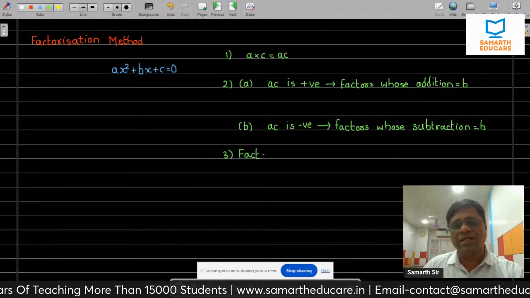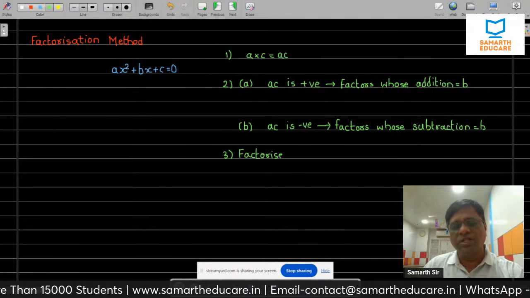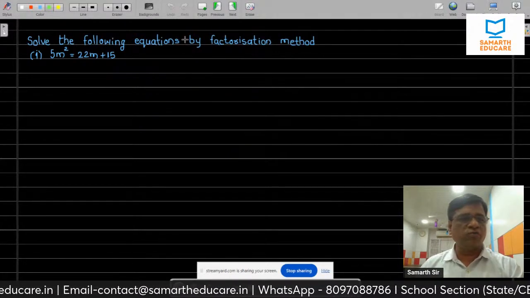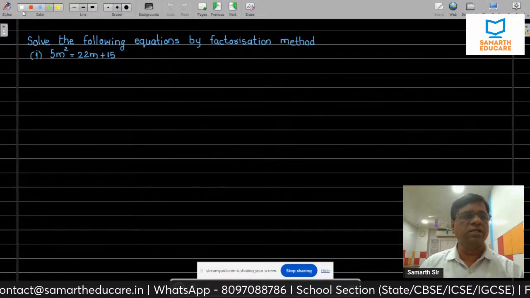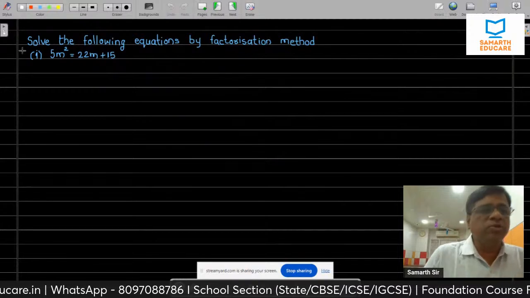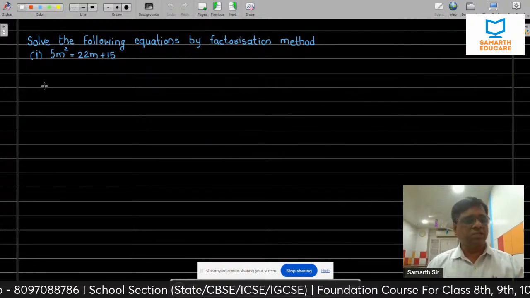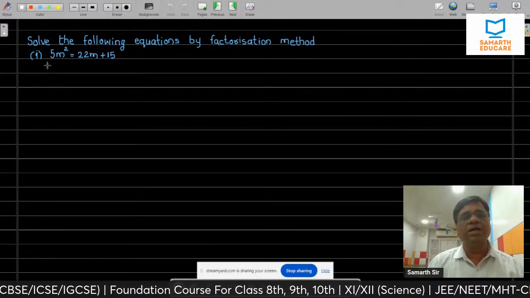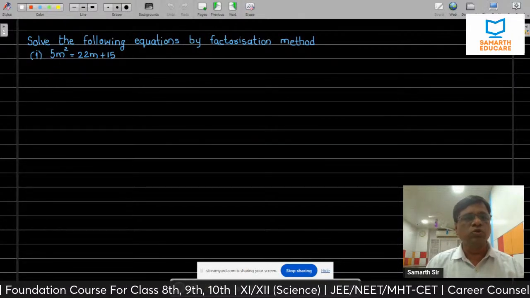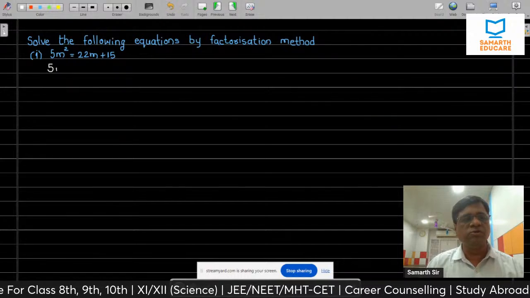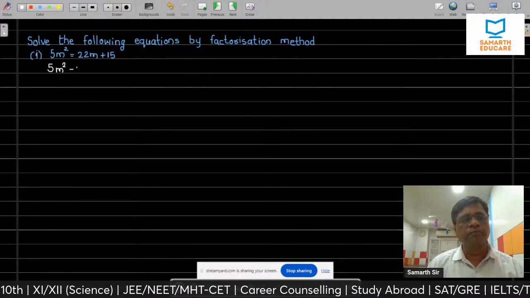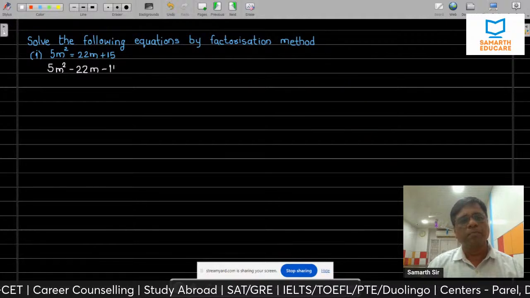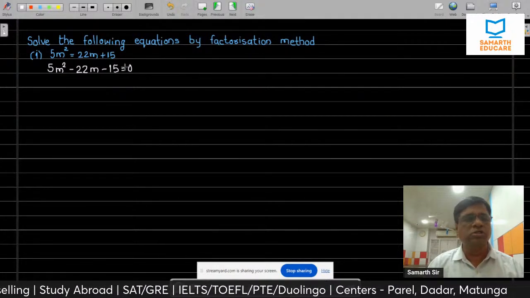Okay, how do we do it? Let us understand with the help of an example. Let's have an example. This example is not from the boards. I have taken this example. Okay. So 5m square is equal to 22m plus 15. Whenever you have to do anything, first bring it to the standard form. What is the standard form? ax square plus bx plus c. So let us bring it to the standard form. 5m square minus 22m minus 15 is equal to 0.